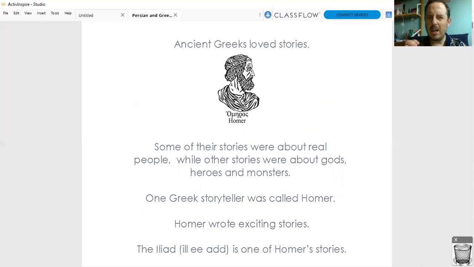Now, obviously, the ancient Greeks had language. They had stories, and they loved stories. Some of their stories were about real people. Some were about gods. Some of them were about heroes and monsters. And one Greek storyteller who was very famous was called Homer. Homer, not Homer Simpson. Don't get him confused with the yellow lad off The Simpsons. But maybe he was named after Homer, the ancient Greek storyteller.